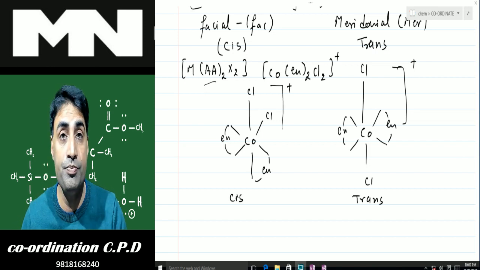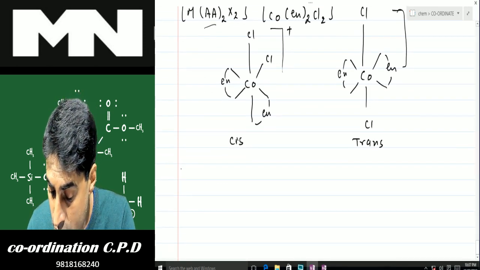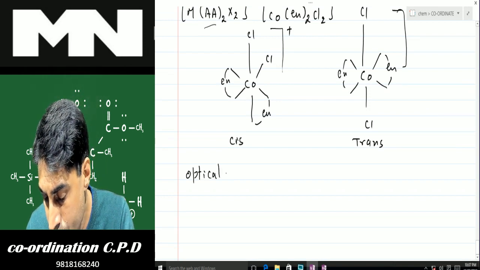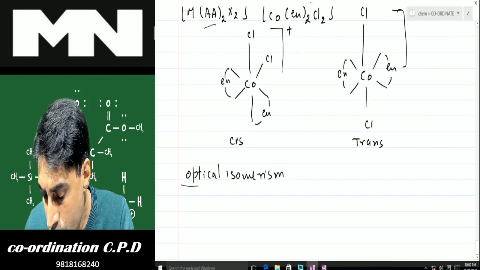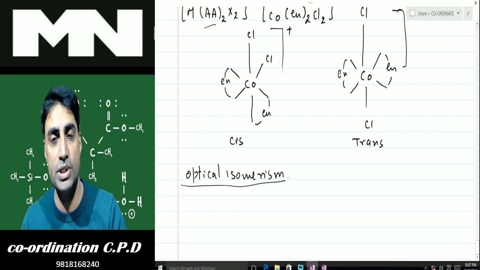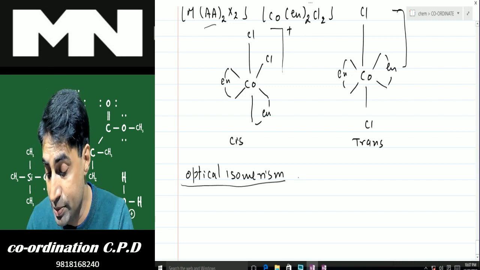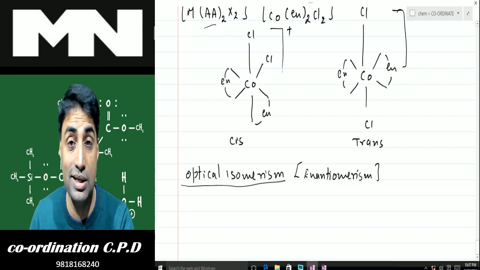So optical isomerism we'll see in octahedral complexes. Optical isomerism. Well, in organic I taught you that all optical isomers are enantiomers, but all enantiomers are not optically active. In order to show optical isomerism, the compound has to be enantiomer. It has to show enantiomerism. For that, it has to have a chiral center.